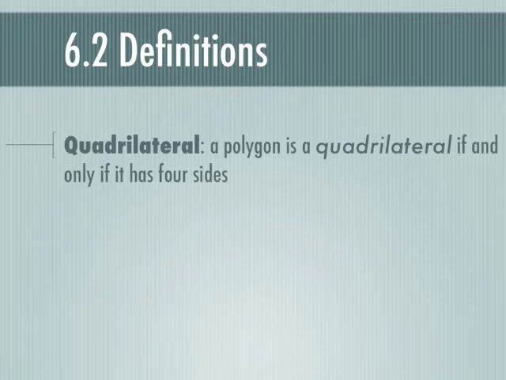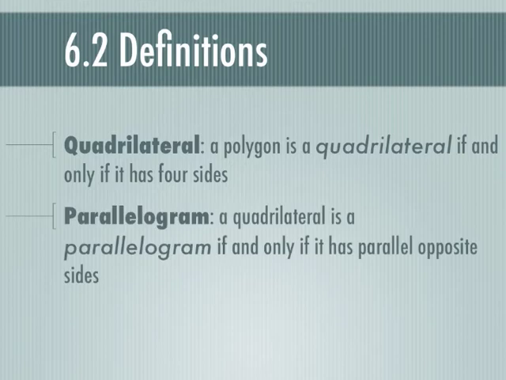A quadrilateral. So a polygon is a quadrilateral if and only if it has 4 sides. They don't have to be congruent, they don't have to be parallel. A quadrilateral is about as basic as you can get. And so a parallelogram is a special type of quadrilateral. A quadrilateral is a parallelogram if and only if it has parallel opposite sides.